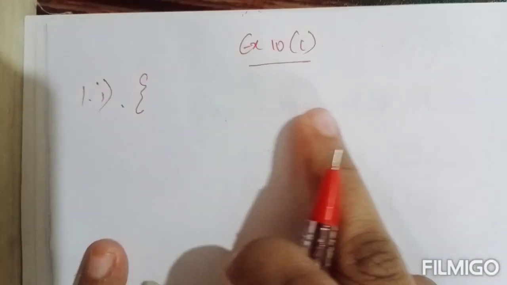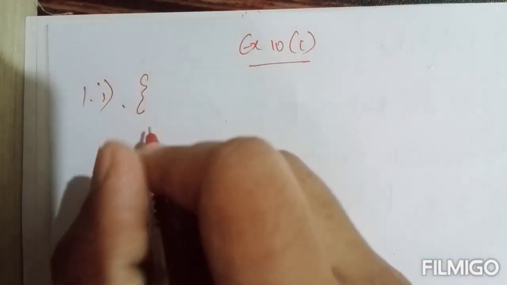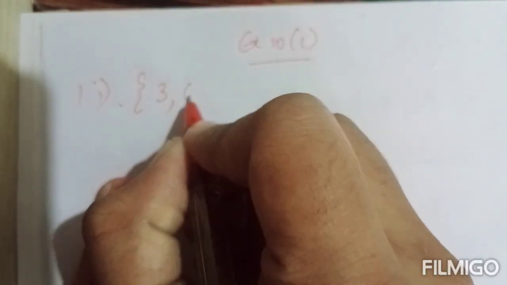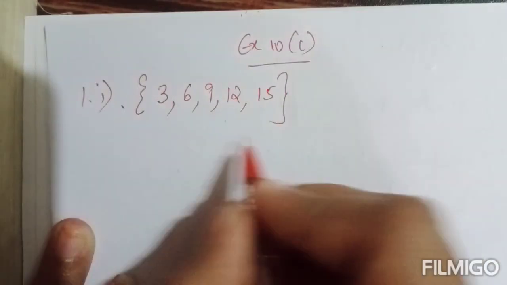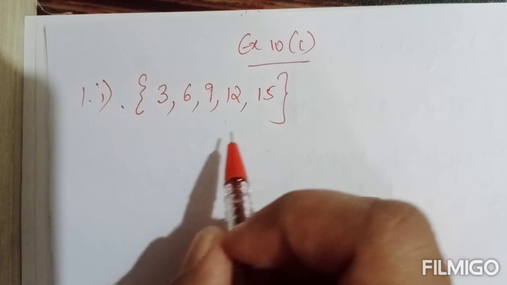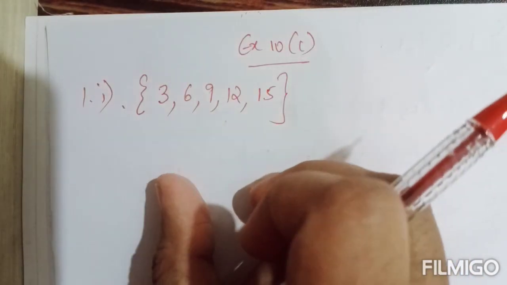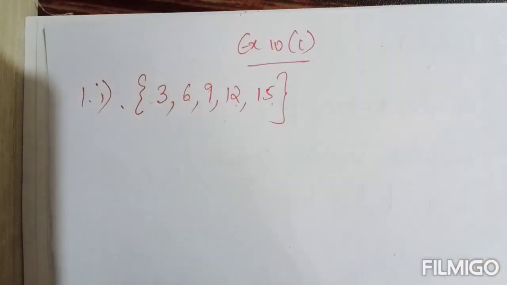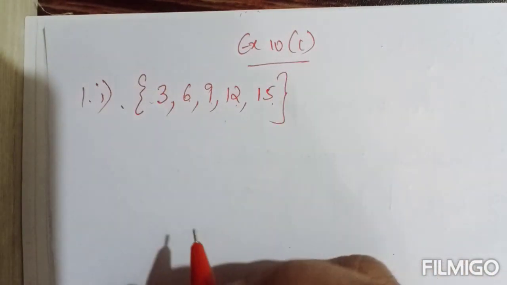So in roster form we can write the elements in curly brackets. First number is 3. 3 is divisible by 3. Next number is 6, then 9, then 12, then 15. These are the 5 numbers which are divisible by 3. This is given. We write that in roster form. The actual elements we write, and these elements are separated by commas. And we use curly brackets also for representing a set.